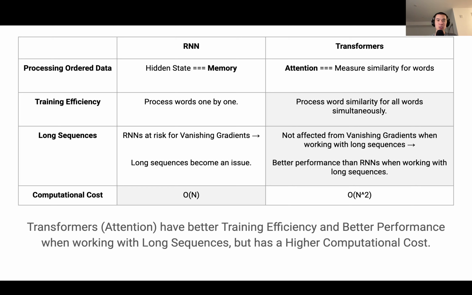Okay, so here's a table summarizing everything we talked about in this video. Despite RNNs and transformers having significant differences, they have the same goal in mind: process ordered data. It's just that RNNs will process it using a hidden state, and transformers will process it using attention. Transformers have better training efficiency, and they are better with long sequences. However, RNNs have a cheaper computational cost. If I had to simplify this down to the bare basics, think of it this way: transformers are better than RNNs in so many ways, but it's going to cost you more.